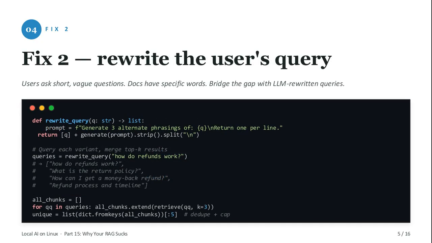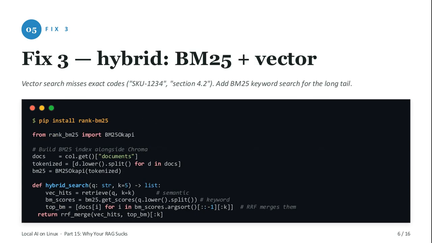Once your chunks are clean, the next leak is on the input side. Users type things like, "How do refunds work?" 4 vague words. Your docs say return policy or money back guarantee. Those vectors don't land near each other. So have a small LLM rewrite the query into 3 or 4 alternate phrasings, retrieve for each, then dedupe and cap the merged list. It's cheap, it's maybe 50 lines of code, and it routinely buys you another 10 points on your eval.